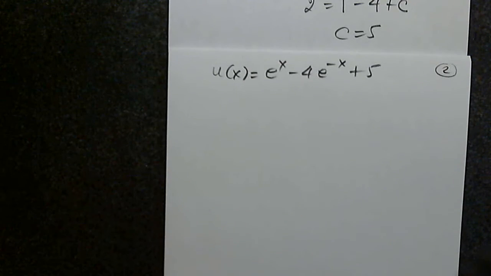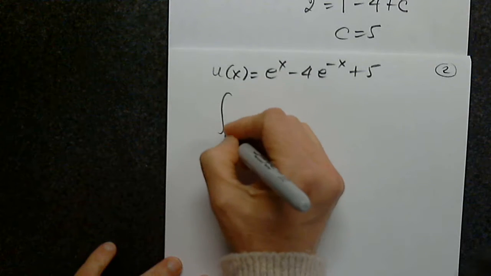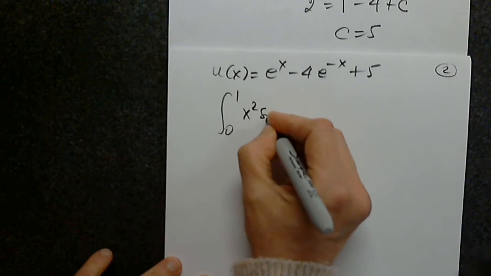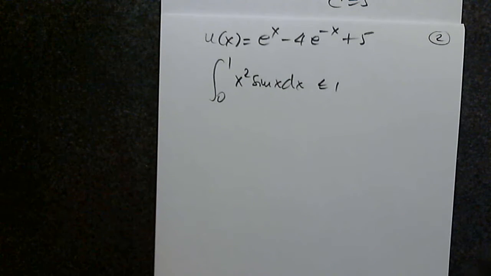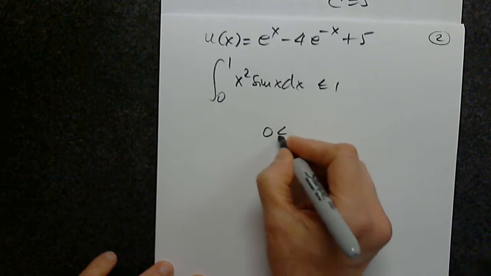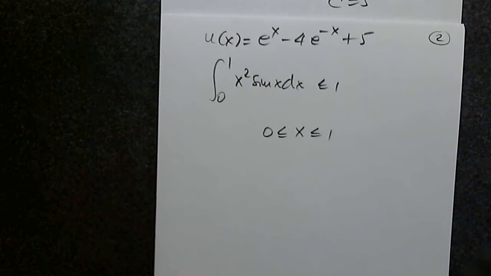And then we go back to the Riemann sum. So we have the integral from 0 to 1 of x squared sine x dx less than or equal to 1. Okay, so we start with, of course, x. That's what we know.